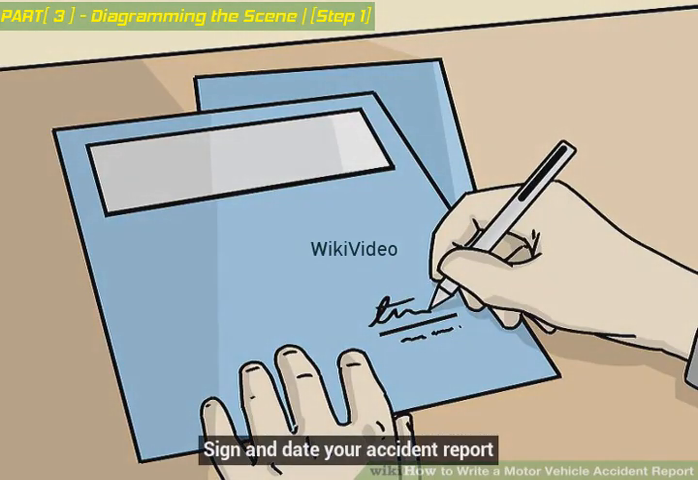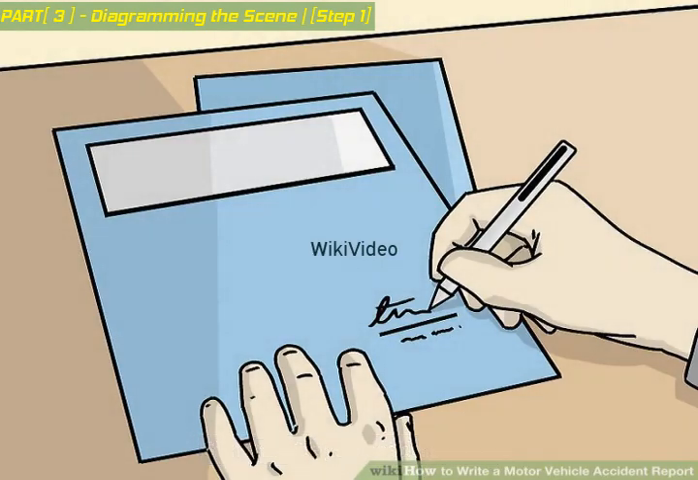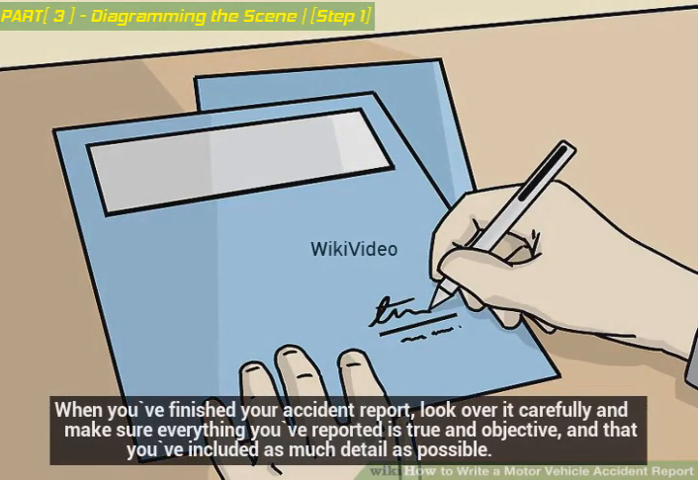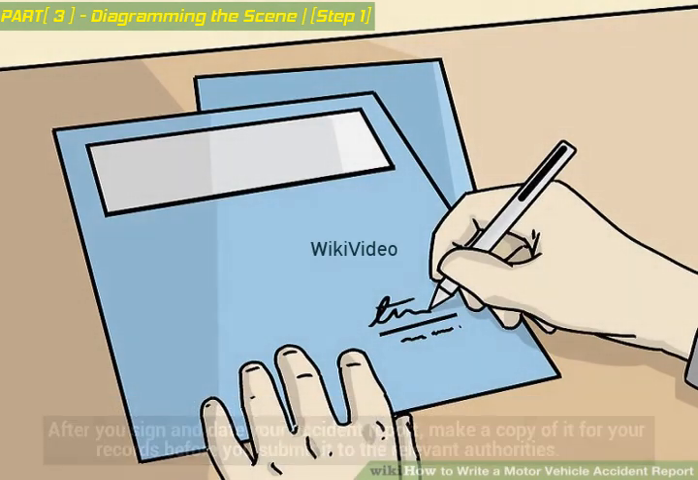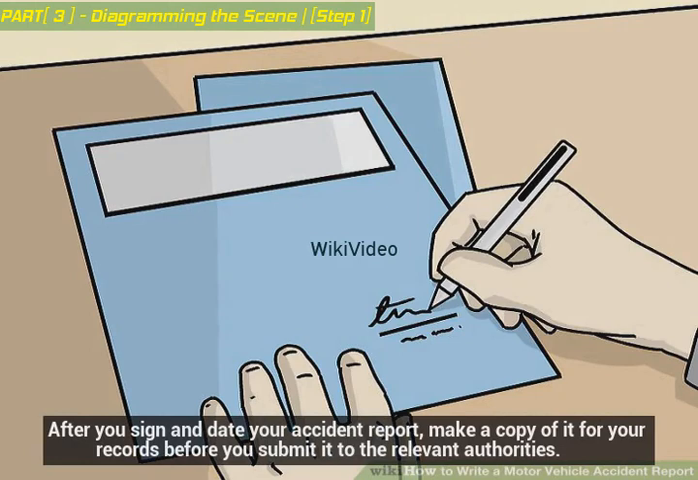Sign and date your accident report. When you've finished your accident report, look over it carefully and make sure everything you've reported is true and objective, and that you've included as much detail as possible. After you sign and date your accident report, make a copy of it for your records before you submit it to the relevant authorities.